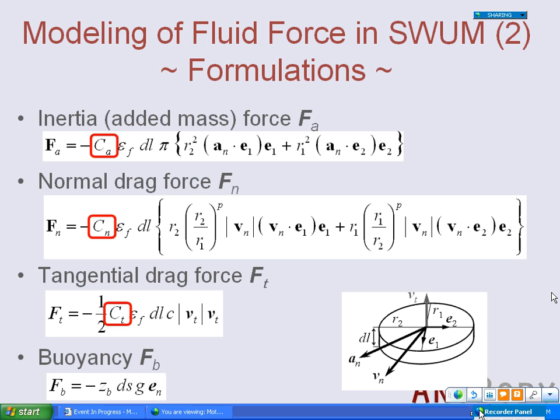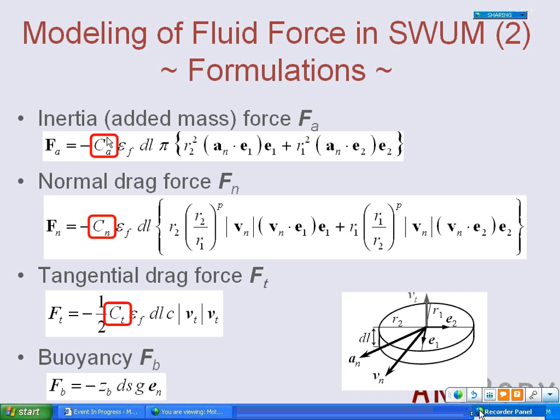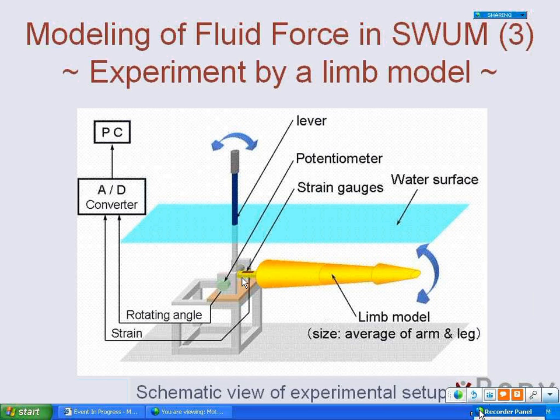And we conducted this experiment. It's just a limb model, and this limb model is moved, flapped up and down in water. Then we measure the moment by strain gauges and record it. And we can also construct a simulation model of this limb model. Then we adjusted these fluid force coefficients so that the experimental results agree with the simulation results.